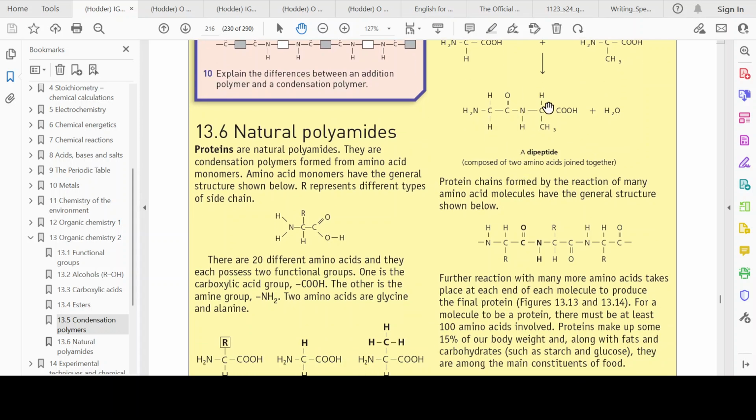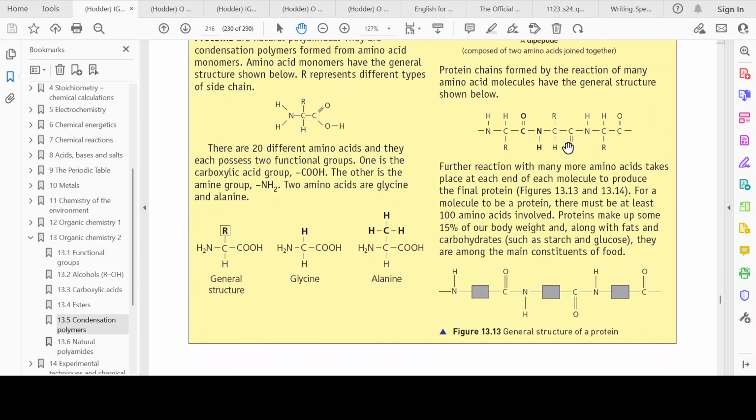Now, because there are two amino acids, it's called a dipeptide. And so you can guess that when you have multiple amino acids making the polymer, it is condensation polymerization. You can see that the water molecule has been removed over here. The polymer is called a polypeptide. So protein chains formed by the reaction of many amino acid molecules have this general structure. This is one unit up till here, and these are two amino acids. Then you've got this third amino acid coming in and forming another bond, and you can have that repeating as many times.